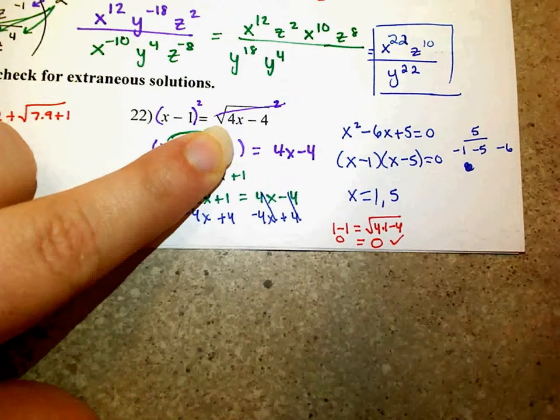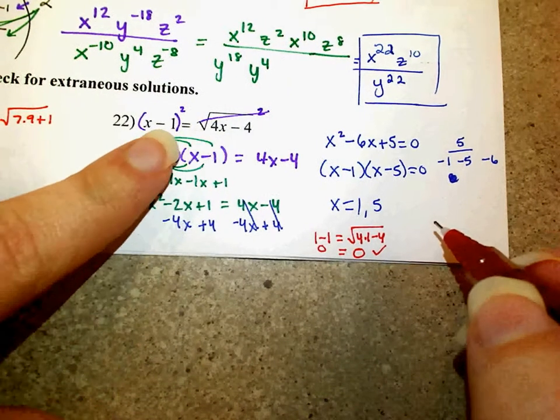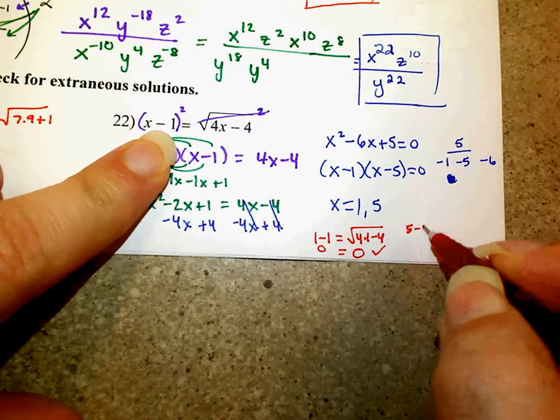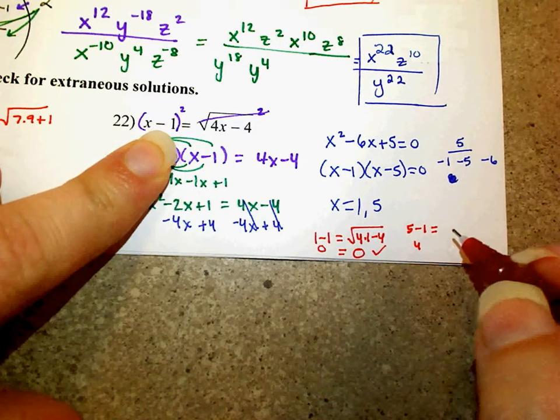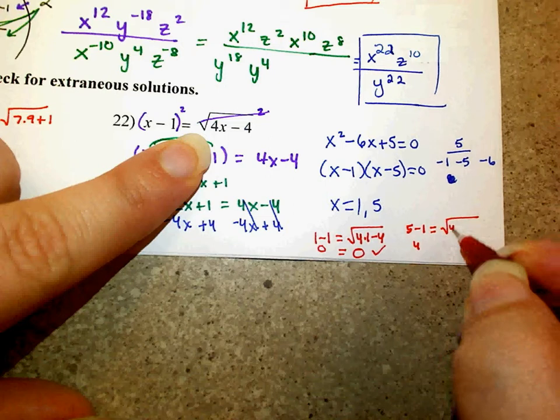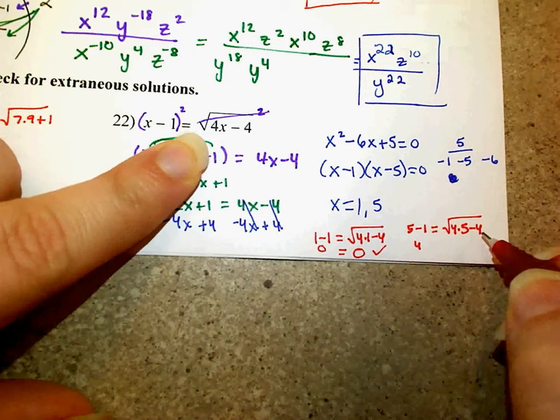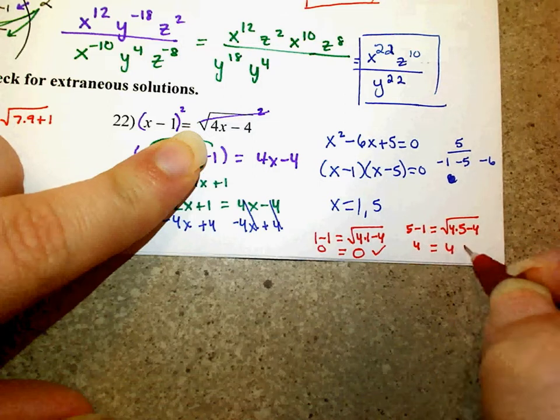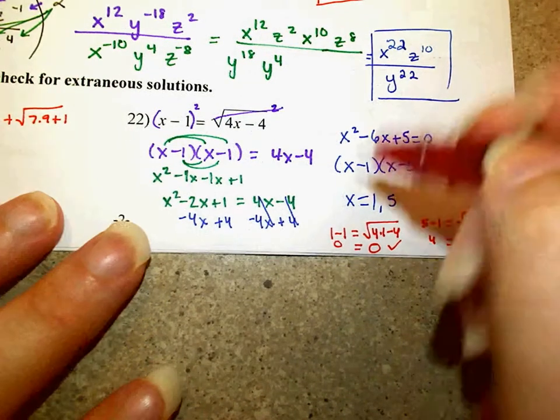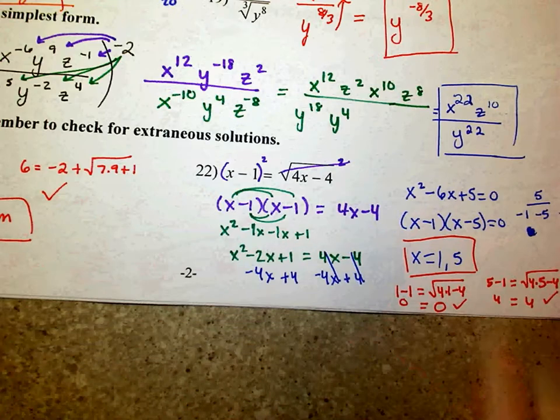Okay, now let's check 5. 5 minus 1 is 4, and then the square root of 4 times 5 minus 4 is 20 minus 4, which is 16, and the square root of 16 is 4. So they both work. Okay, so your answers are 1 and 5 on 22.